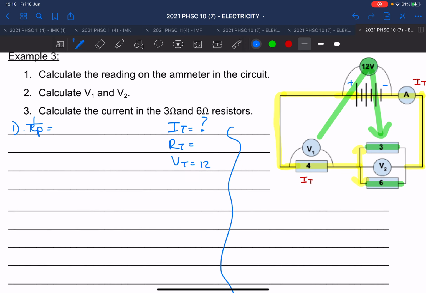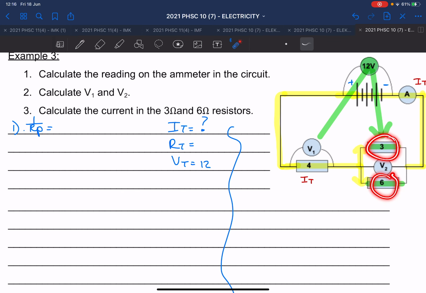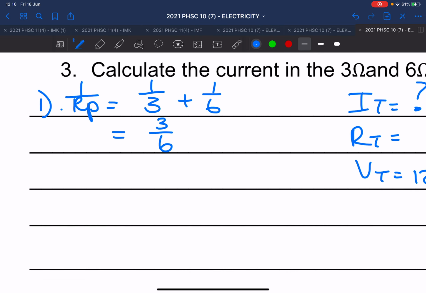There are 2 things in parallel, 1, 2. So we're going to say 1 over 3 plus 1 over 6. Then when you get there, you get 3 over 6. And then the important step: now you must swap them around. So now you say R parallel is 6 over 3. You must write that R parallel, you can't just say equal to. And that is equal to 2 ohms.